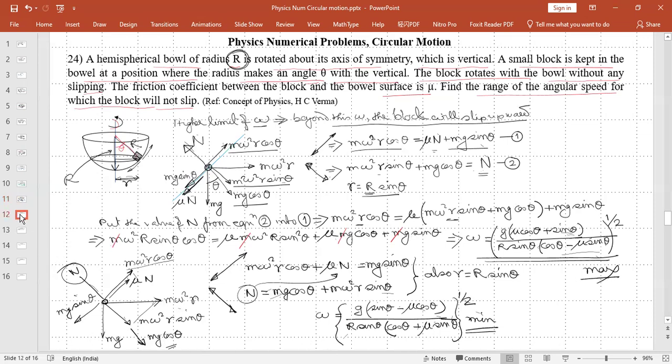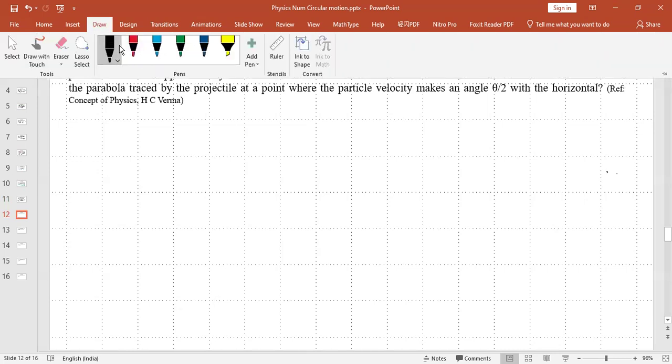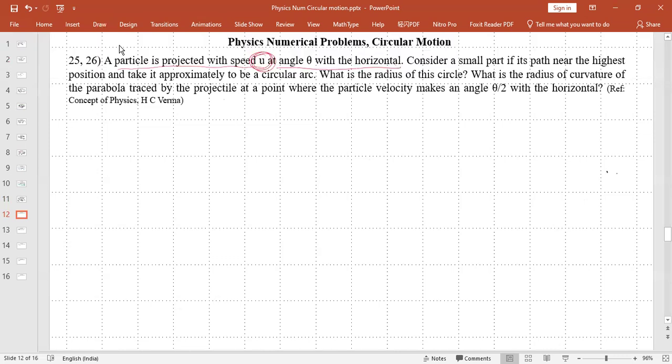Let's go to the next problem. This problem is not a difficult problem, but I thought I must show you the answer because it may be difficult for some of you to understand the problem. Actually, here in this circular motion chapter, we have a projectile problem that may lead to a little confusion. So I thought I must solve this problem for you.